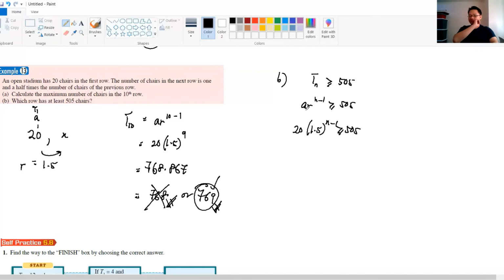Up to this step, the mistake made by the student is that the 20 and 1.5, they times together. It's a wrong method, because 1.5 has the power n minus 1, and 20 does not have a similar power. 20 is a single number, a standard number. So you need to regroup. Move this 20 here. So 1.5 to the power of n minus 1 more than or equal to 505 divided by 20. We are supposed to get 25.25.